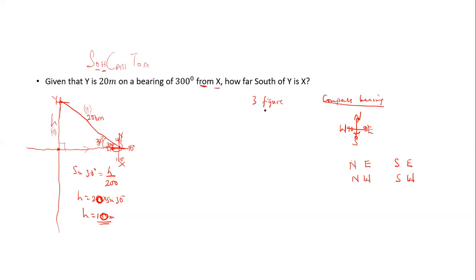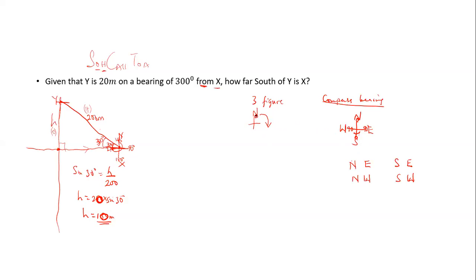But in three-figure bearing, you don't need north, south, west, east. The only thing you need is the north. When you are given the north, you turn in a clockwise manner. Your angle, you must read from the north and in this direction.